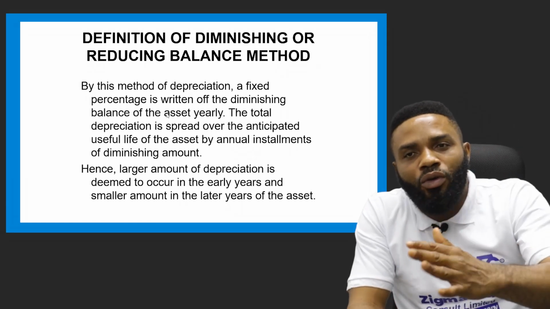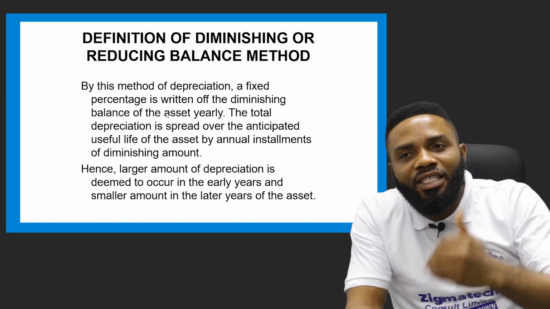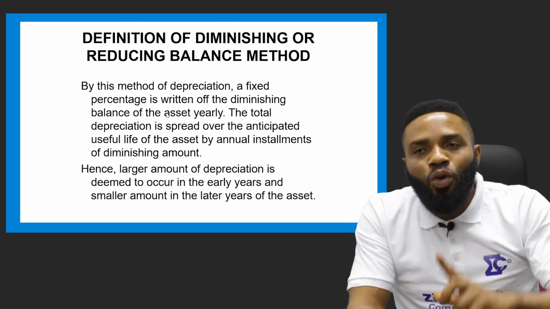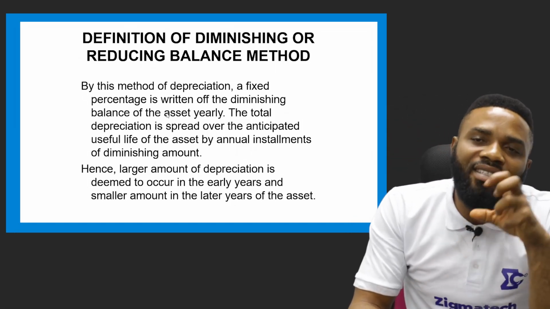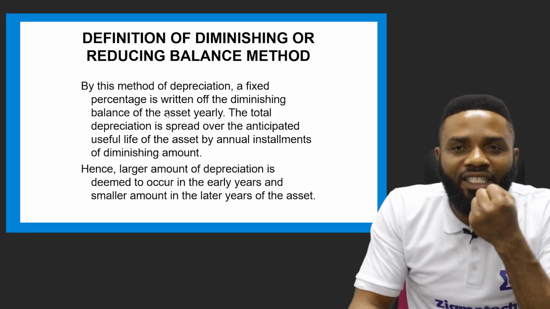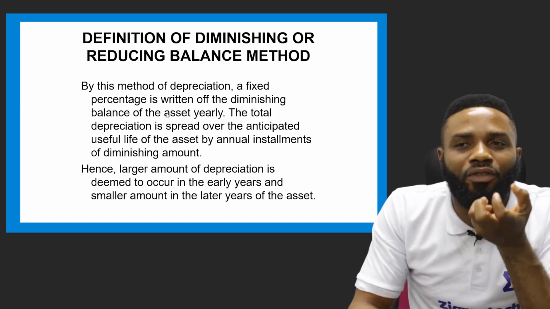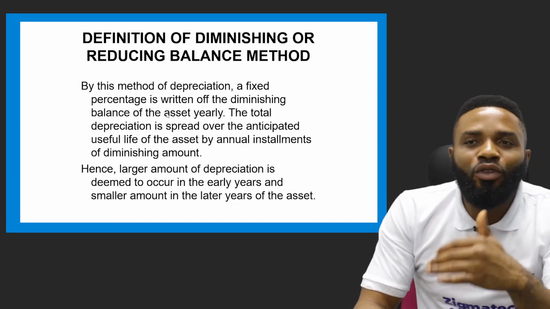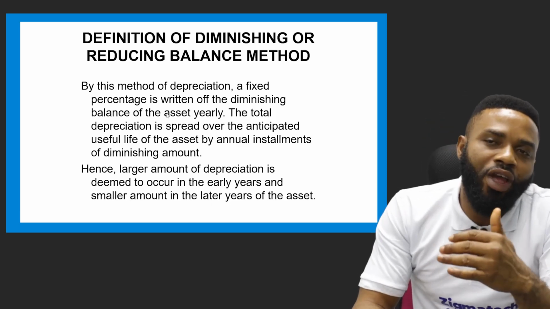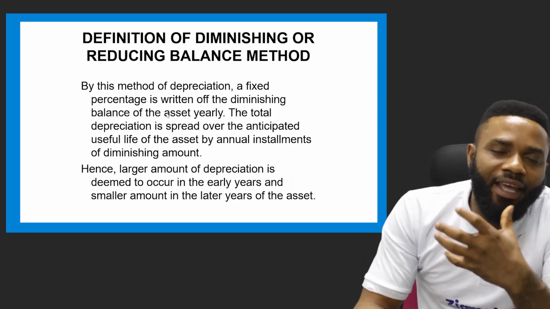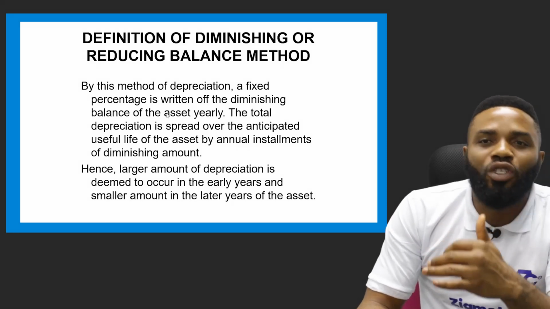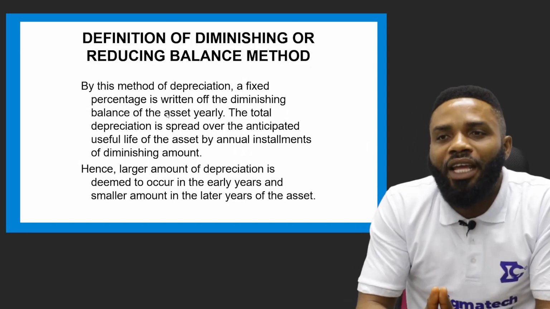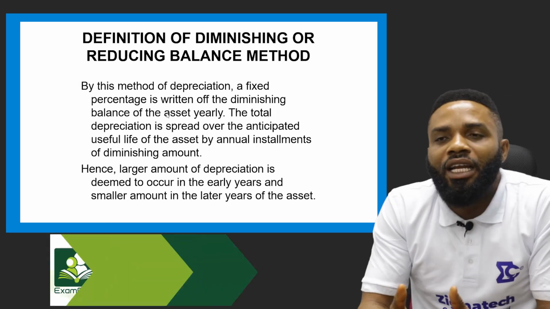But as time goes on, as you are using the asset, it begins to wear out. The asset begins to reduce in value. So the wisdom is, at that stage when the asset is still very strong, there is need for you to charge a larger amount of depreciation. And then when the asset is now approaching the period we call the menopause, the period where the asset will not be able to deliver again, the depreciation at that time must have dropped drastically. So we say a larger amount of depreciation is deemed to occur in the early years and then a smaller amount in the later years of the asset.